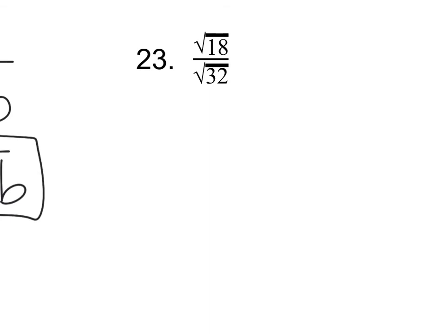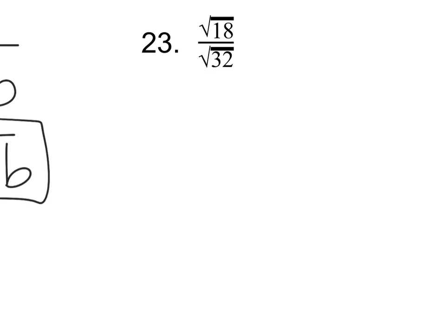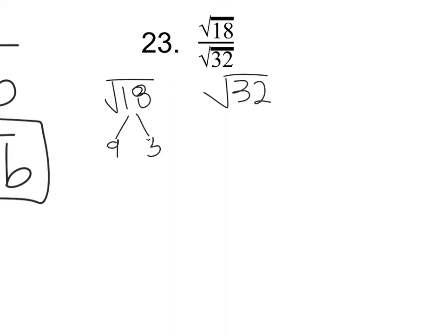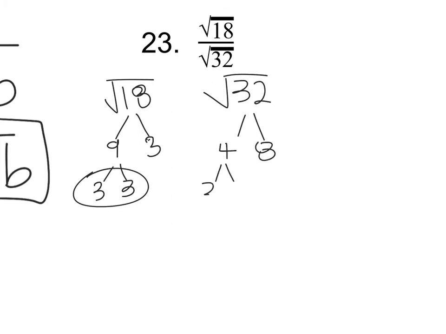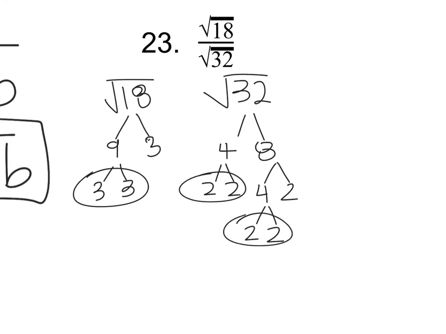Next, we're going to take a look at a division problem. So I have the square root of 18 over the square root of 32. What we're going to do here is first simplify each square root on its own, and then simplify our fraction. So I'm going to break down 18 as 9 times 3, and then 9 becomes 3 and 3. So I have a group of 3s. 32, I'm going to break down as 4 times 8, the 4 becomes 2 times 2, the 8 becomes 4 times 2, and the 4 becomes 2 times 2. So I have 2 groups of 2.